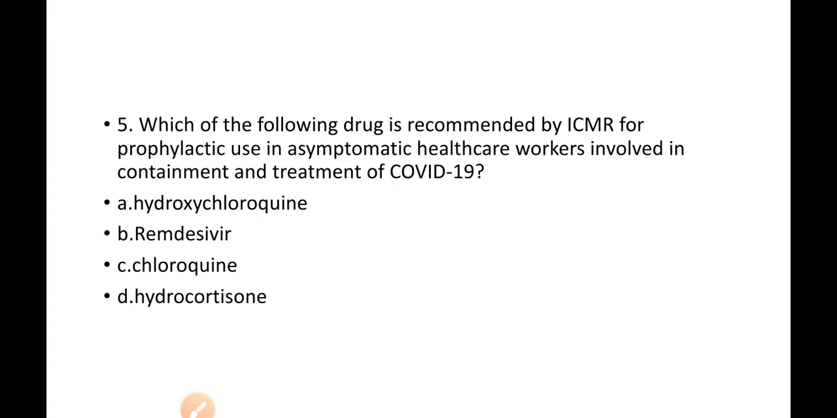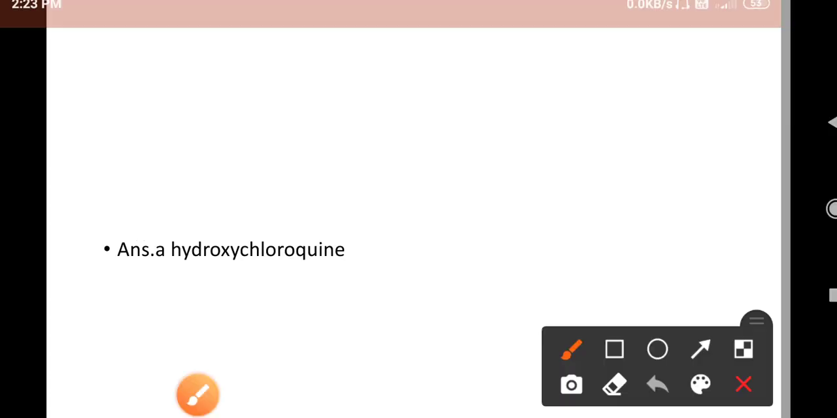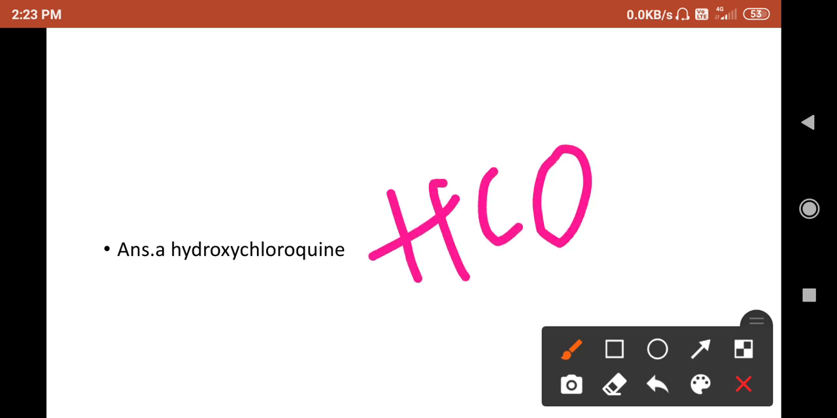So the answer is A, hydroxychloroquine. Hydroxychloroquine is the drug recommended by ICMR for healthcare workers to use prophylactically so that they won't get this coronavirus or COVID-19 disease. As India is a country where mosquito-borne diseases are common, HCQ is an abundantly available drug for us. You can get this drug in local pharmacies too.